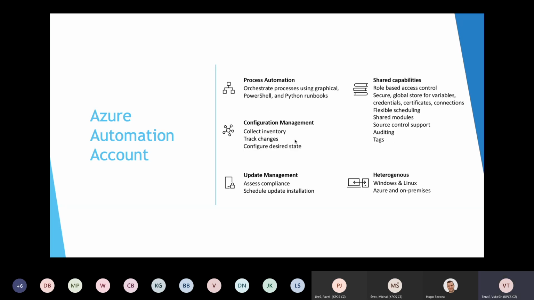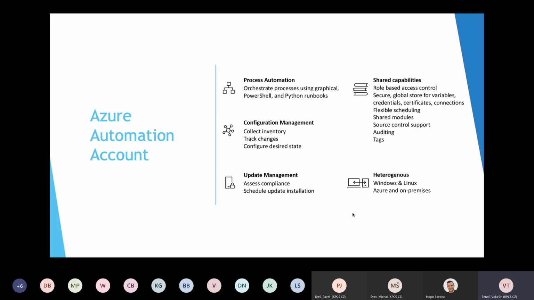And so here are some sets of features that automation account has. It allows us to create and run graphical and scripted runbooks. And notice the term runbooks. That's how the scripts are called here. It also supports Python. But that's not the only part of the automation account.